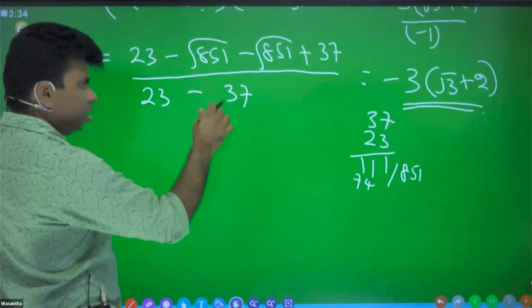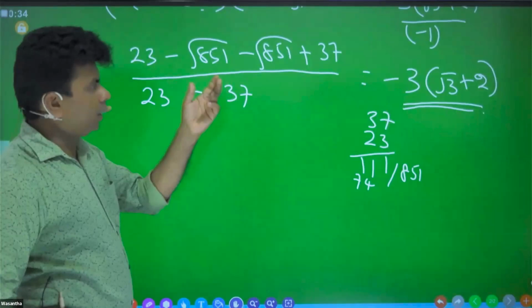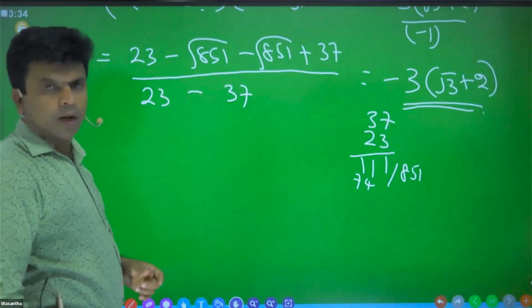Now, why do I write like this? Because in the last 2 days we discussed descriptively how the denominator is simplified. Clear?